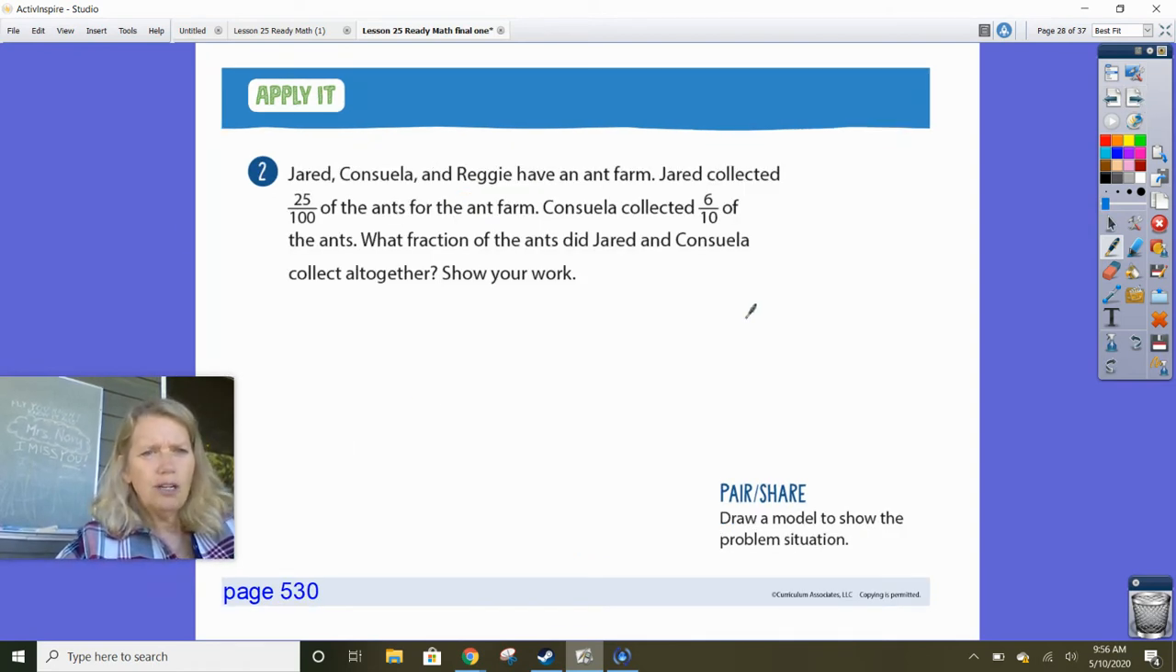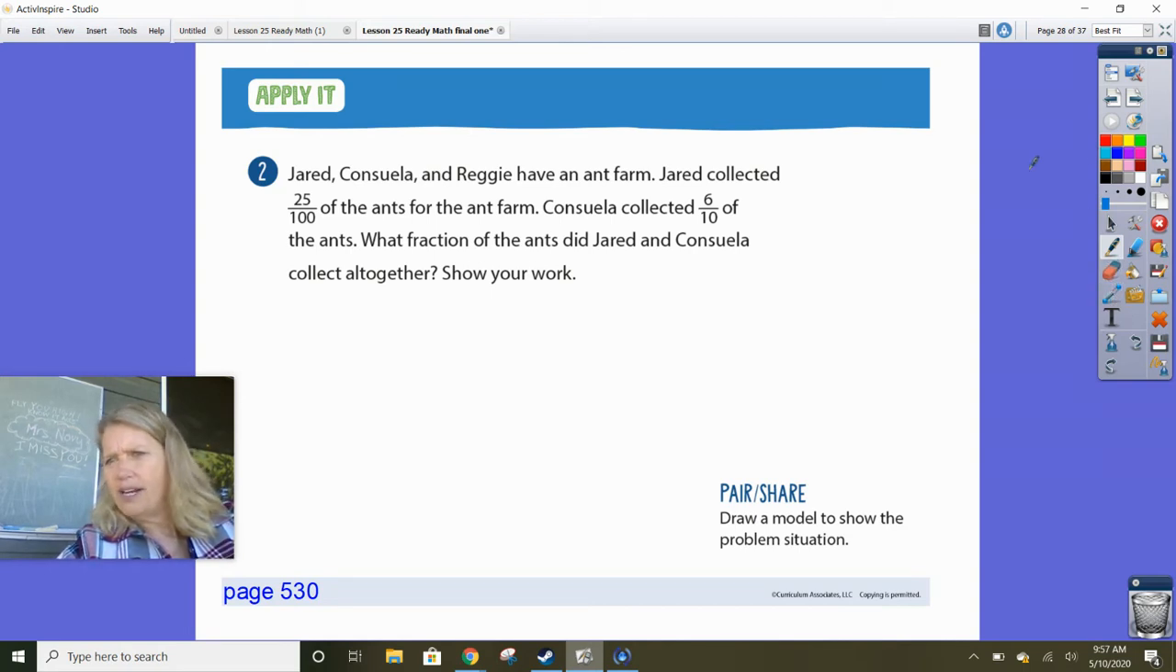Jared, Consuela, and Reggie have an ant farm. Jared collected 25 hundredths of the ants for the ant farm. Consuela collected 6/10 of the ants. What fraction of the ants did Jared and Consuela collect together? Show your work. Okay, so this is about ants.